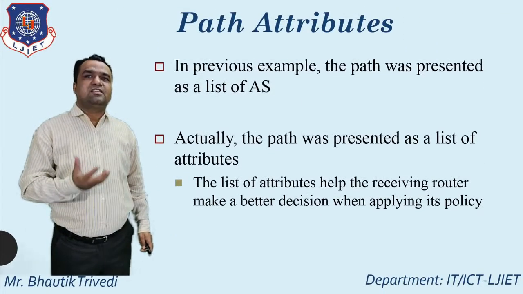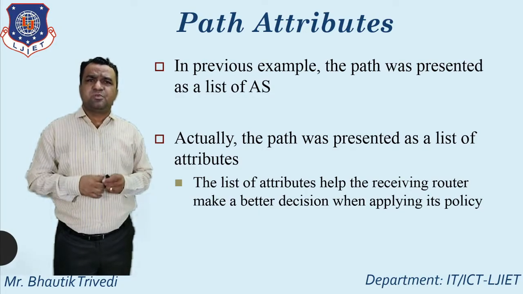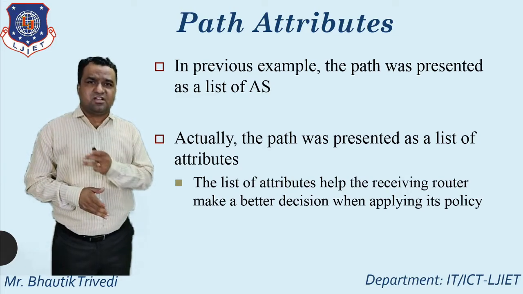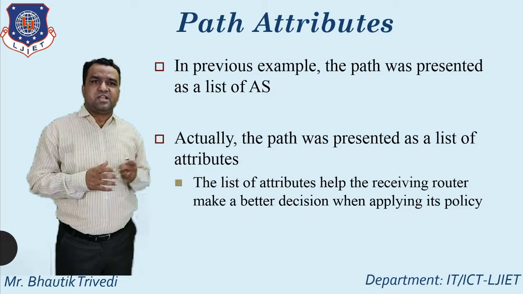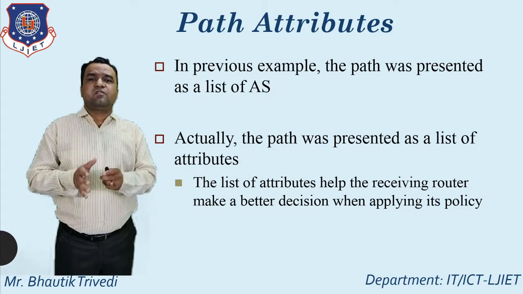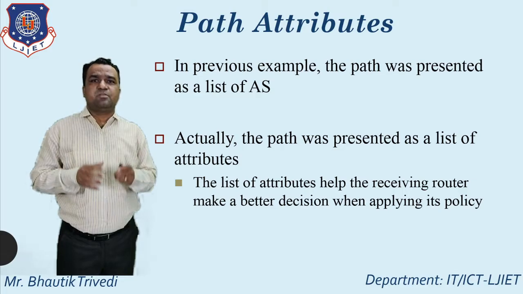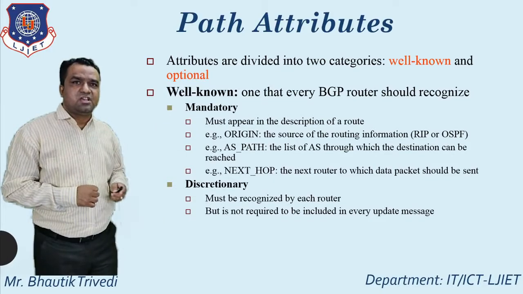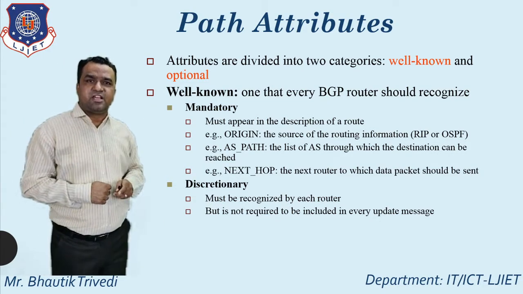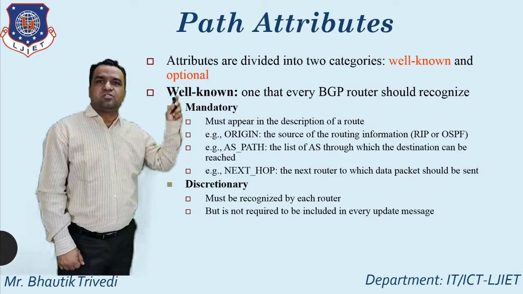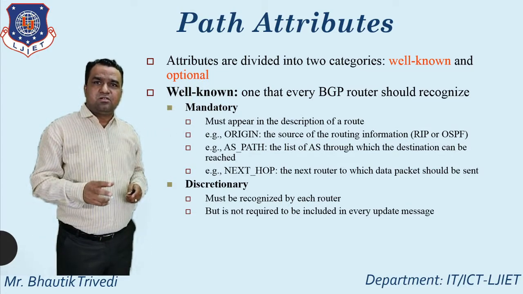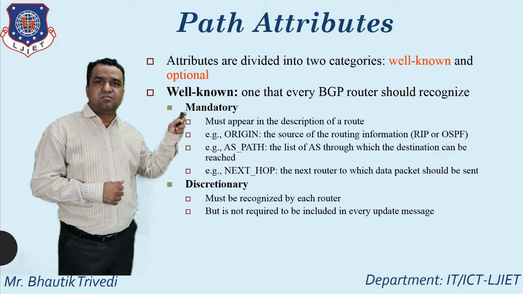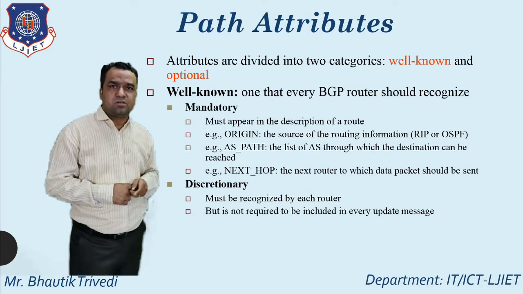After that, path attributes. What do path attributes mean? All of you know how to represent a path. A path can be represented as a list of autonomous systems. The path is presented with a list of attributes, and the list of attributes generally helps the receiving router make a better decision when applying its policy. Attributes are generally divided into two categories: one is known as well-known, the second is optional. Well-known is again divided into two parts, mandatory and discretionary. Mandatory means it must appear in a description of a route.